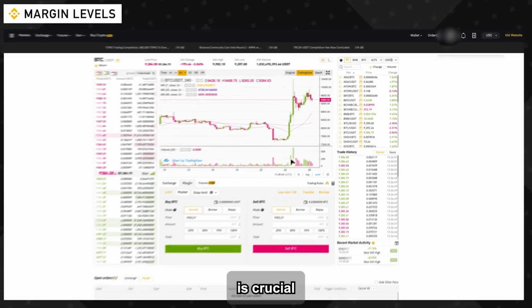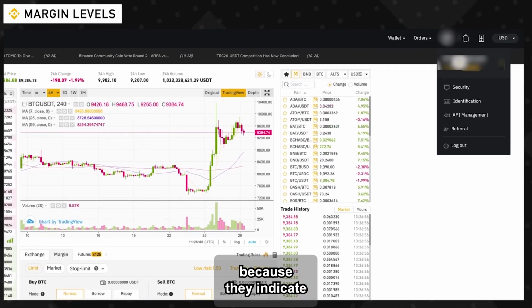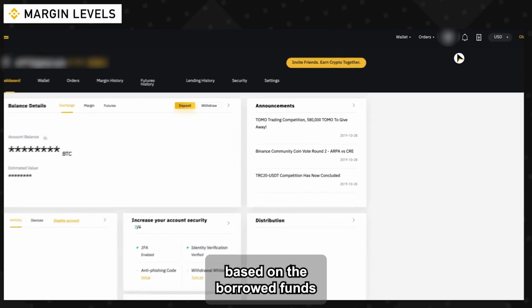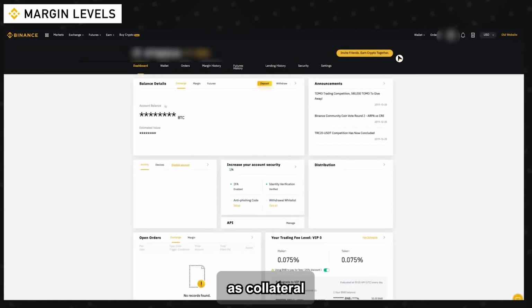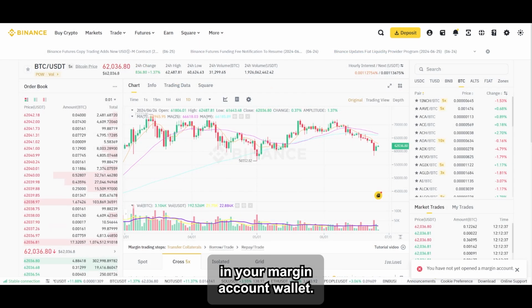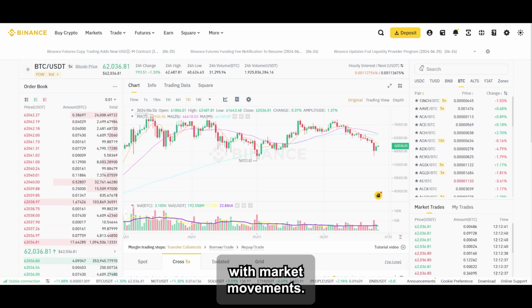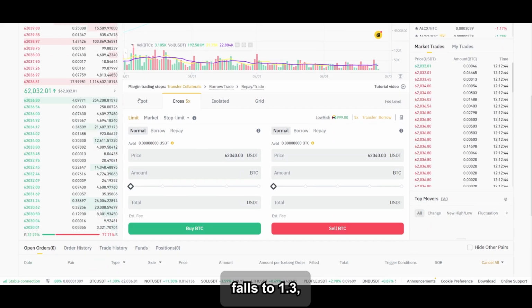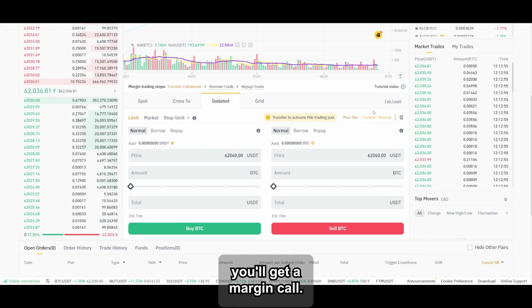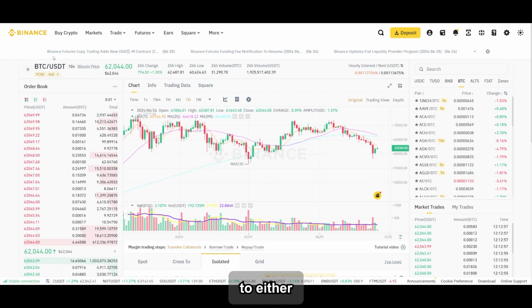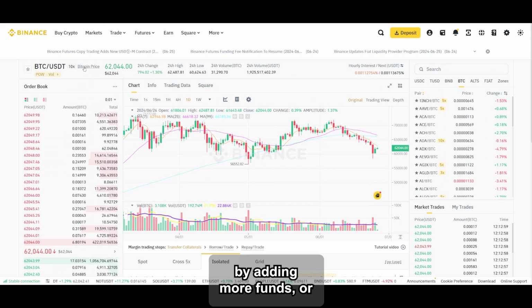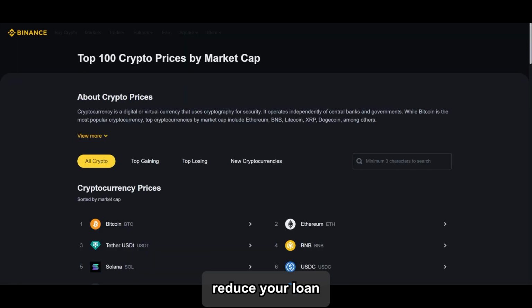Understanding margin levels is crucial because they indicate your risk level based on the borrowed funds and the funds that you hold as collateral in your margin account wallet. Now, the risk level fluctuates with market movements. If your margin level falls to 1.3, you'll get a margin call. This is a reminder to either increase your collateral by adding more funds or reduce your loan by repaying what you borrowed.